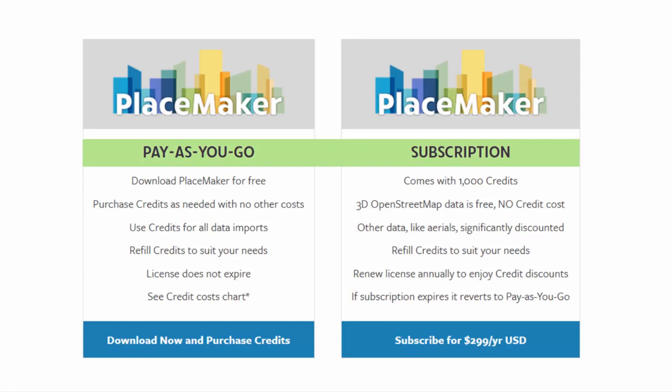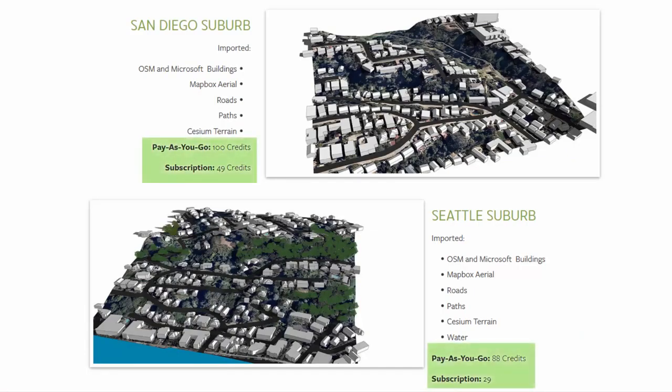One big new change with PlaceMaker version 3 is we now offer two different ways to access the data. So we're keeping our subscription that we've had for the past several years. It comes with 1,000 credits, and then you can access all the data using those credits. We also have a pay-as-you-go system, so you download PlaceMaker for free, you purchase credits, and then you can access the data, the buildings, the aerials the same way.